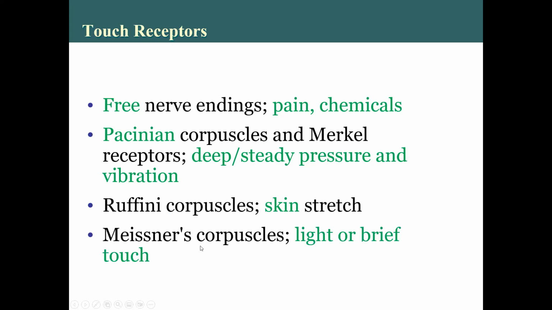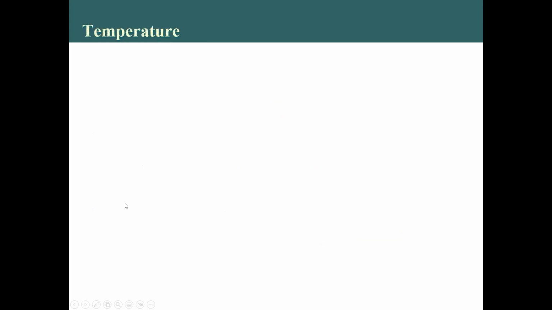And Meissner's corpuscles are those that I told you about for sensing texture, fine discriminative touch, light or brief touch. So it's brief because as you move your hand across it, those little sensory cells only get stimulated for a brief moment. They send their signals. They never really get a chance to adapt. And so we use these for most senses of texture.